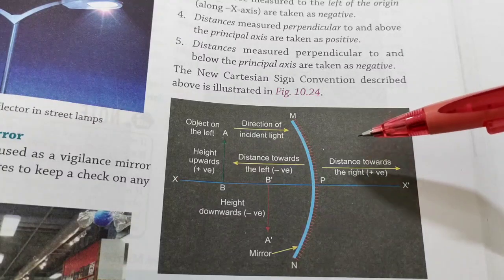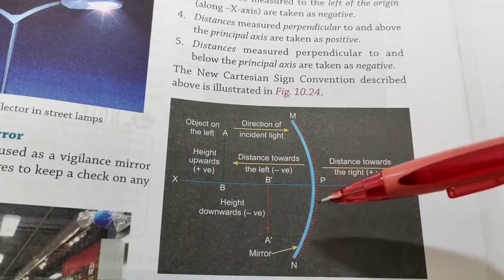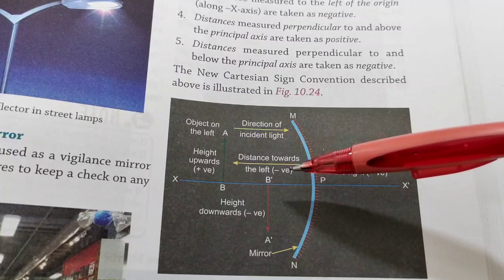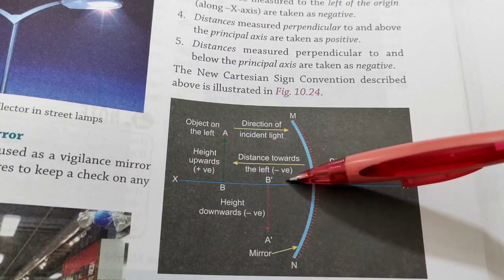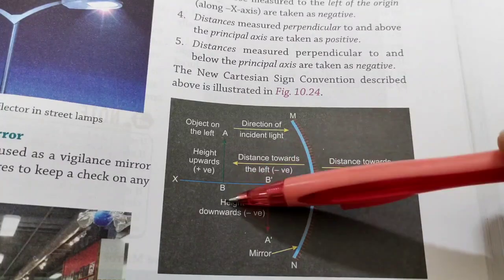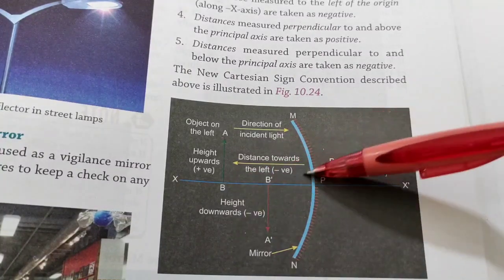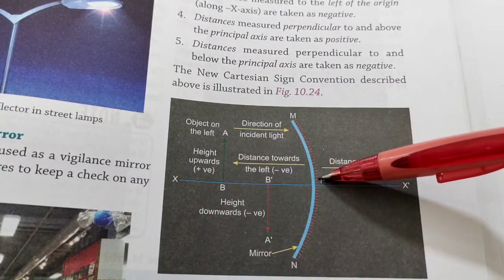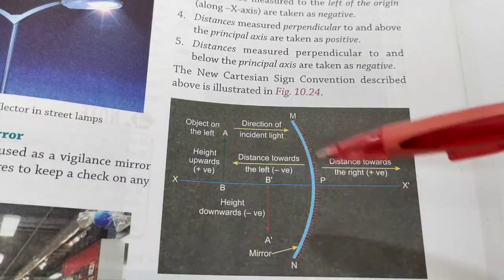In fact, in our final answers, we should never leave the answer in a negative. So if I'm getting the answer of V as minus 20 centimeters, we should add one more step and write V is equal to 20 centimeters in front of the mirror. And if it is a positive answer, make sure you mention V is 20 centimeters behind the mirror. You have to mention these things.